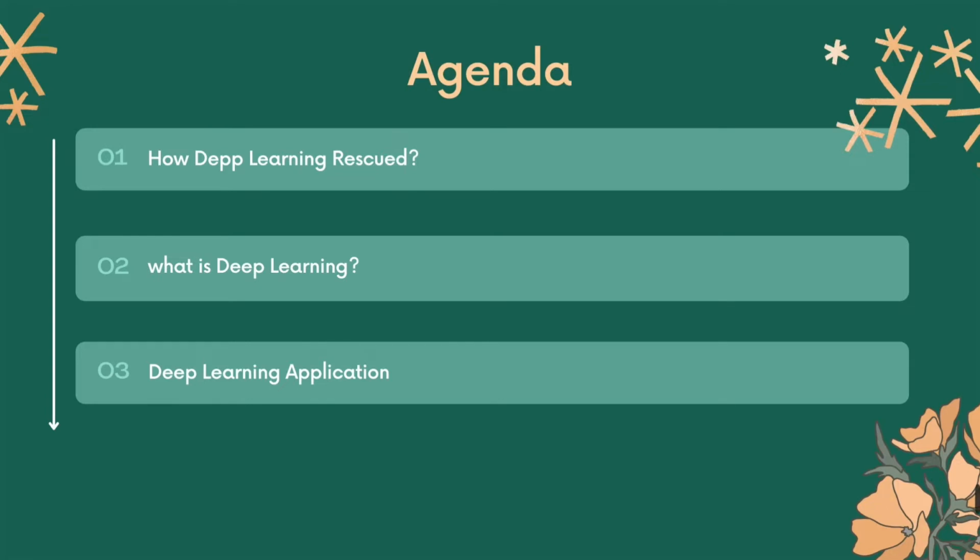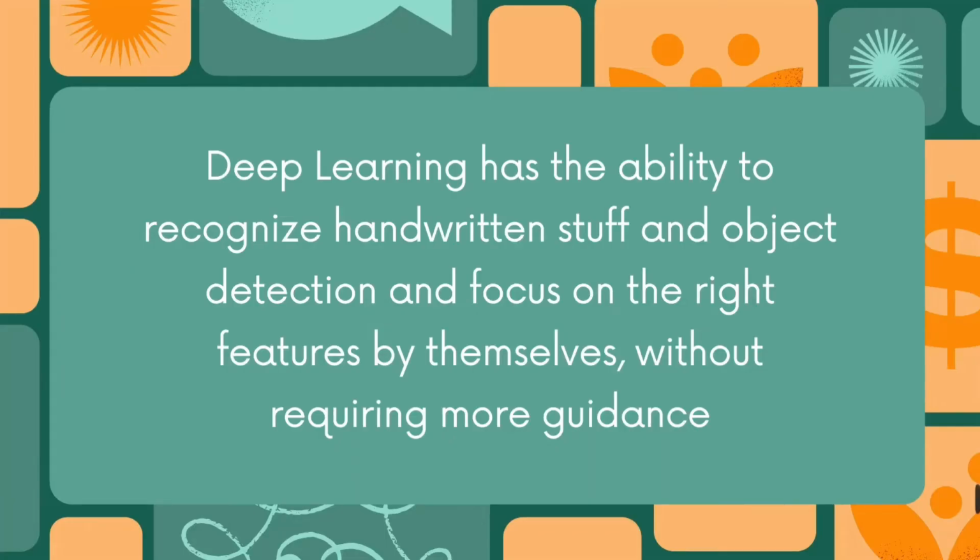So obviously we're going to talk about how deep learning rescued. Apart from that, we're going to learn what deep learning is. In the previous video we learned what artificial intelligence is and what machine learning is. But in today's video we'll be learning what deep learning is. Apart from that, we'll be seeing deep learning's applications: where they are applied, where they are frequently used, who uses them the most. All these things we'll be seeing in this video. So let's get straight into the main topics.